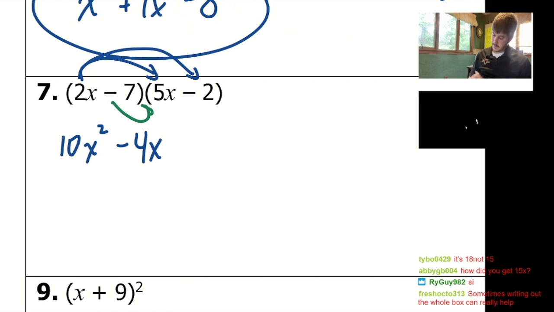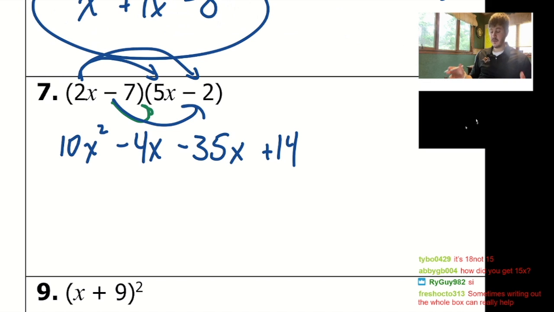The inner, negative 7 and positive 5. So don't forget this negative does matter because it is a negative 7. So it's going to be negative 35x. And then negative 7 into negative 2. So a negative into a negative, you do have to consider these things. So that becomes a positive 14.